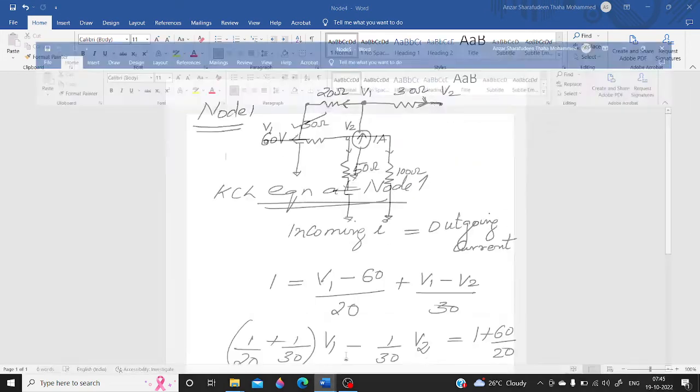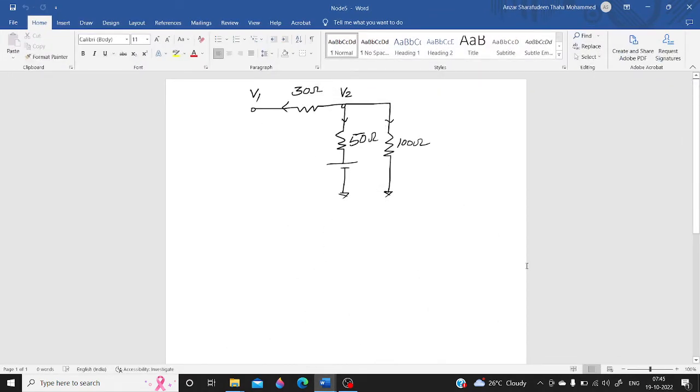So I have redrawn that here, and I have assumed that all the currents are leaving away from the node. Okay. So first of all, let me consider this branch. Here the current is moving away from V2. So the difference in voltage divided by resistance will give you the current.